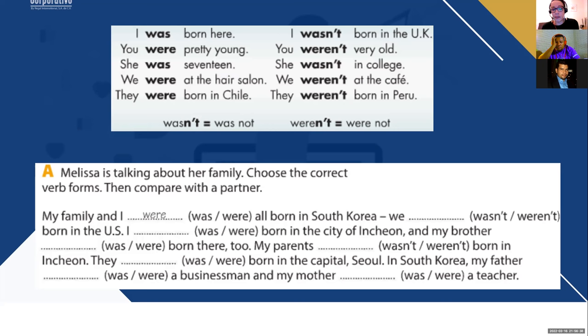It says, my family and I. Okay. Y dice, were. ¿Por qué? Porque estoy hablando de mi familia y yo. Okay. Eso es un nosotros, ¿verdad? Sí. Y con we, nosotros usamos were. Entonces, esta es la correcta. My family and I were all born in South Korea.